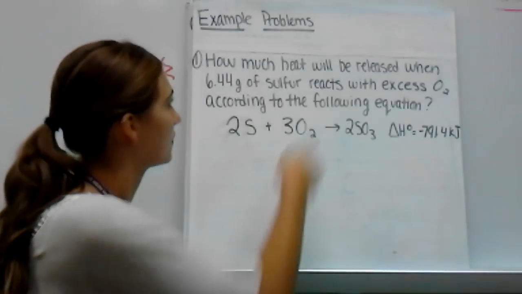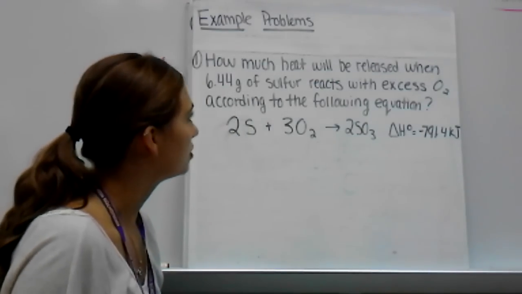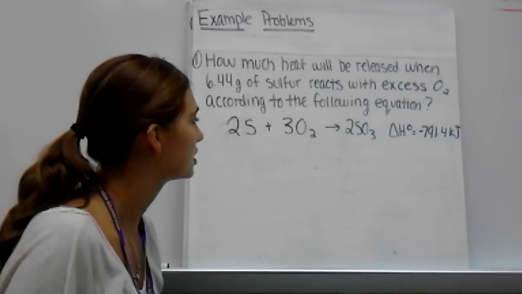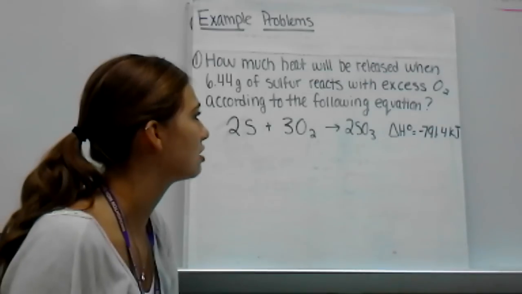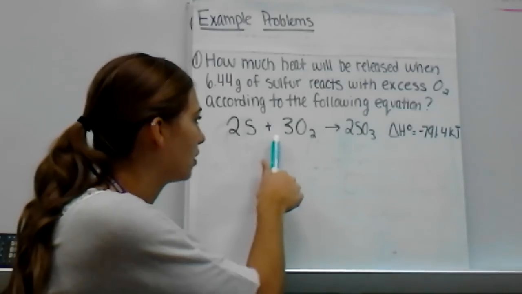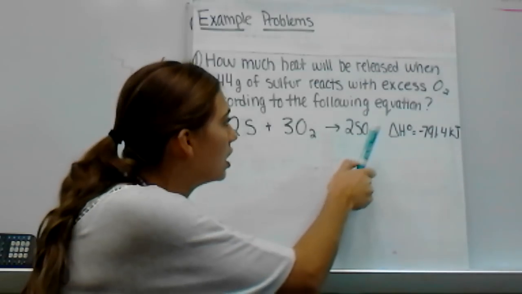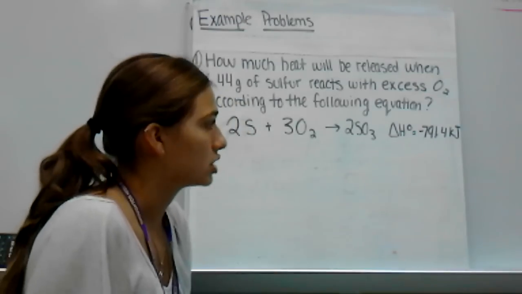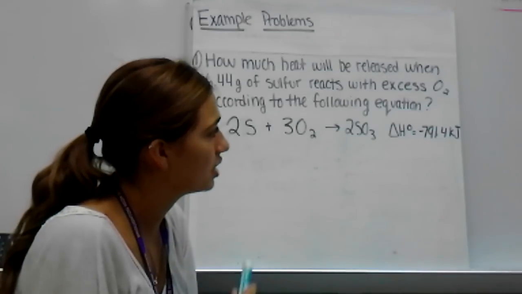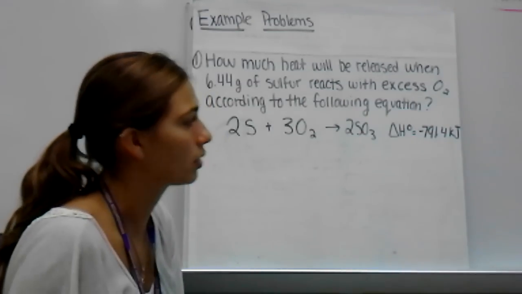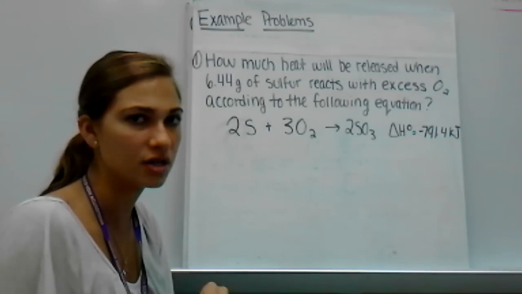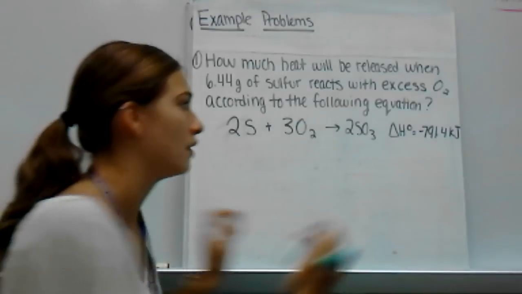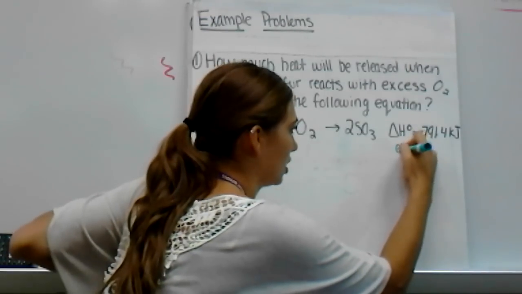Okay, so let's look at this problem right here. How much heat will be released when 6.44 grams of sulfur reacts with excess oxygen according to the following equation? We have 2 sulfur plus 3 oxygen goes to 2 SO3. It's telling us that our heat of the reaction, our enthalpy change, is negative 791.4 kilojoules. First, is this going to be exothermic or endothermic? We have a negative, so that means it's going to be exothermic.